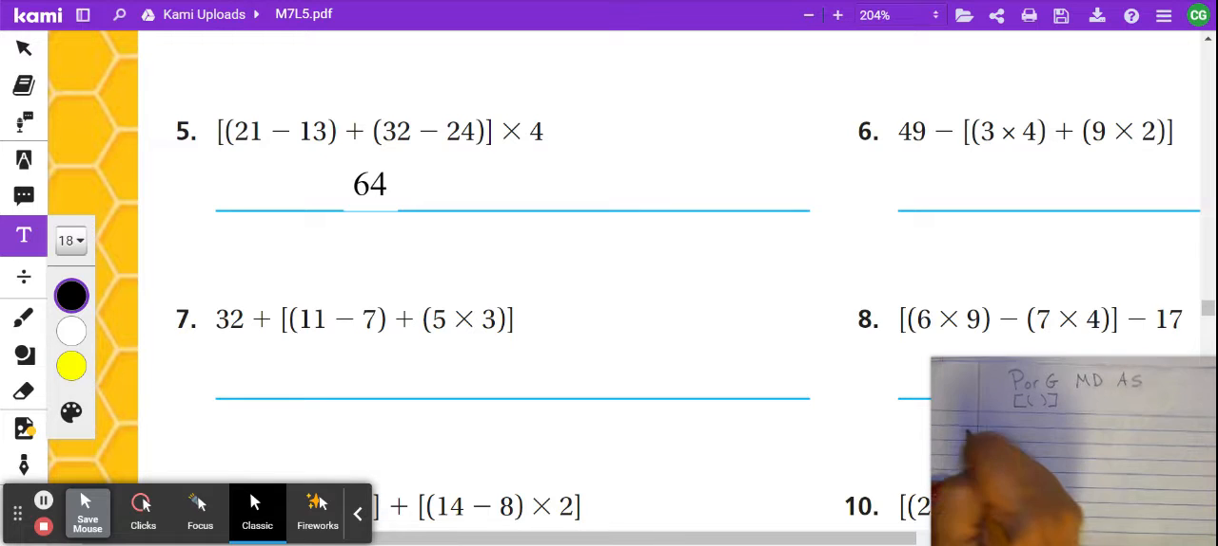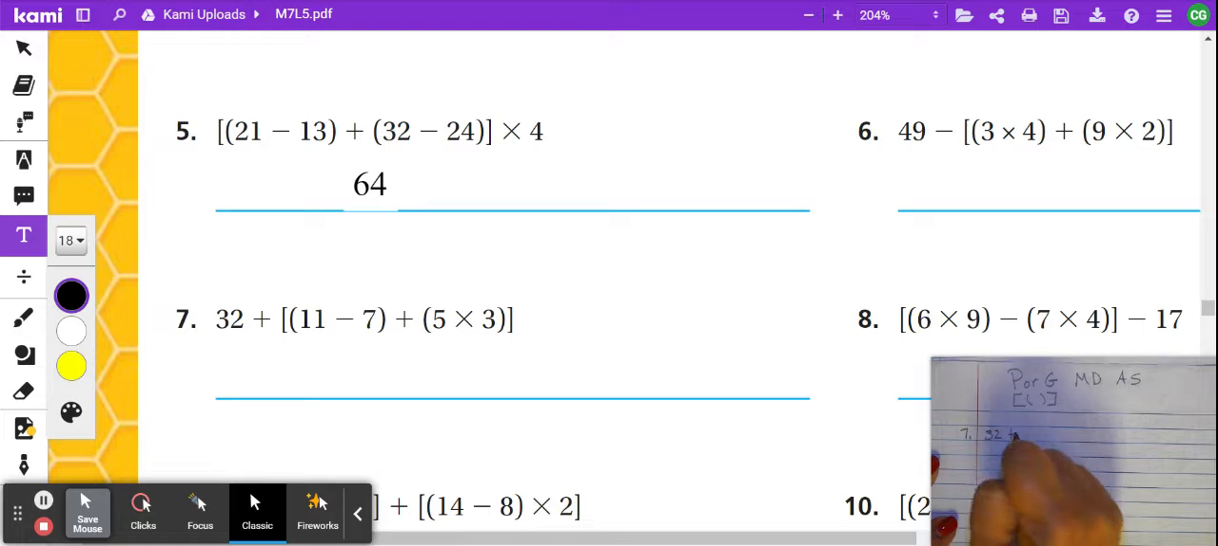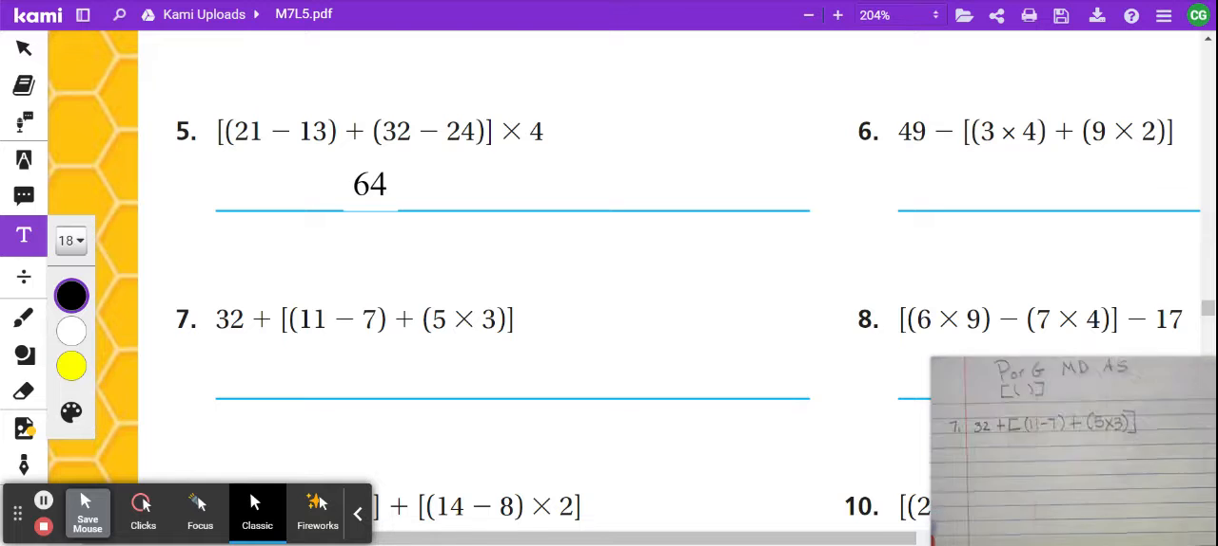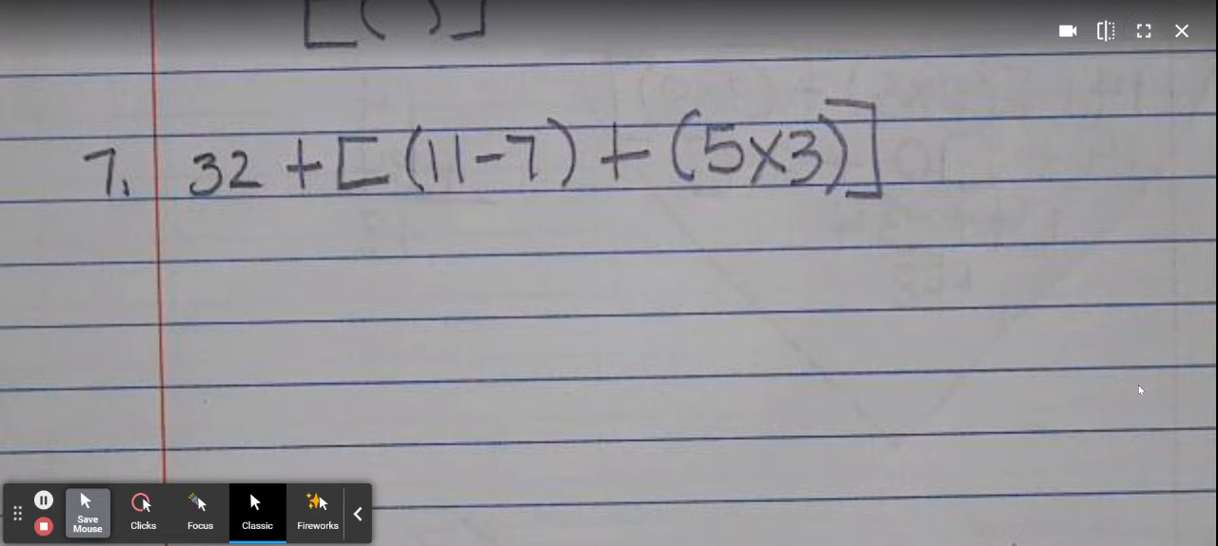So for number 7, I have the number 32 plus bracket, parentheses. I see I almost didn't do that. That's why it's really important for you to say it out loud to yourself. 11 minus 7, parentheses, plus, parentheses, 5 times 3, parentheses, and bracket. Now I'm ready to get started. So let's come over here to enlarge it.